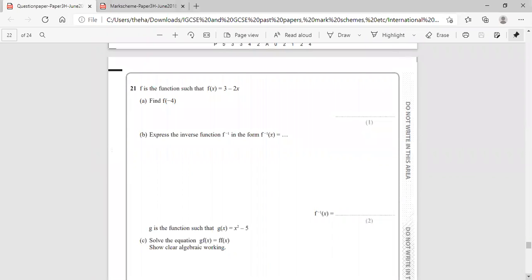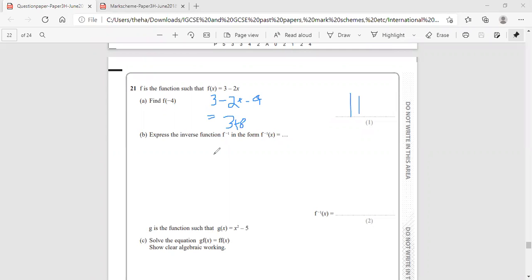So the final question, f is the function such that f of x is 3 minus 2x. A, find f of -4. So let's just quickly do this. Let's put -4 into wherever x is. So 2 times -4 gives -8, which will give you 3 minus -8. So we're going to have 3 plus 8, which gives us 11, okay? So our answer is 11.